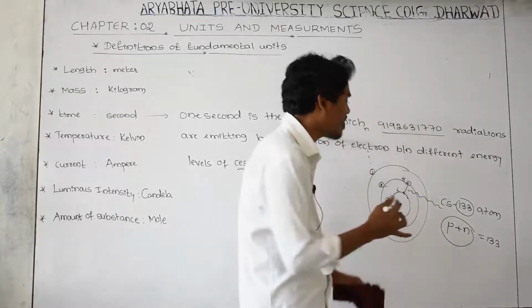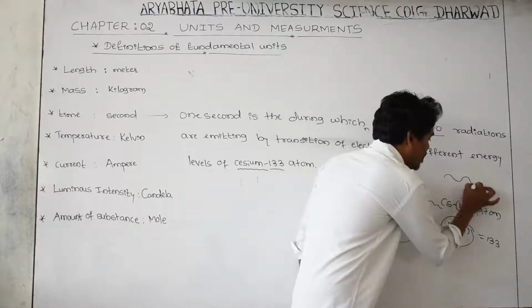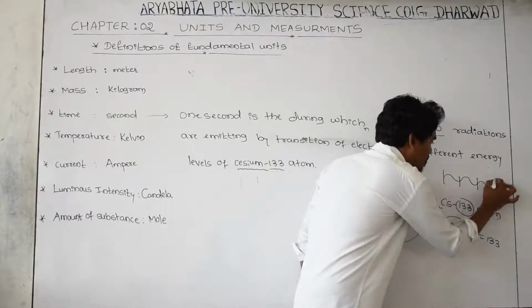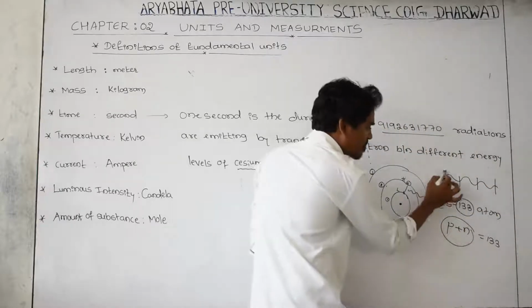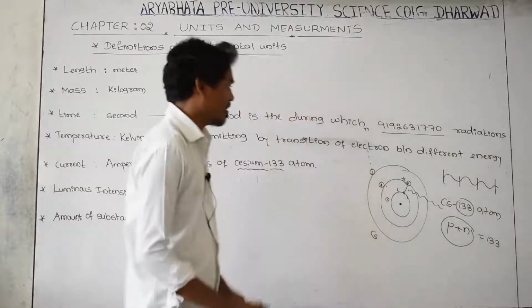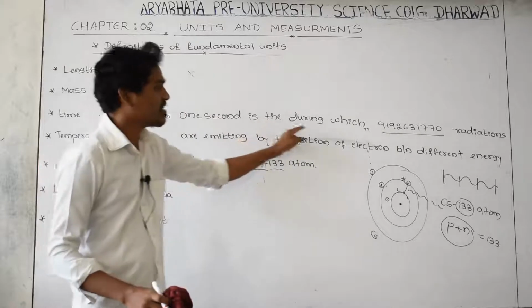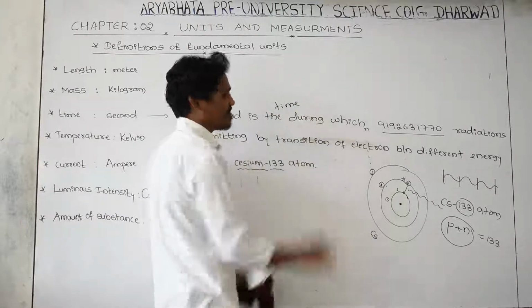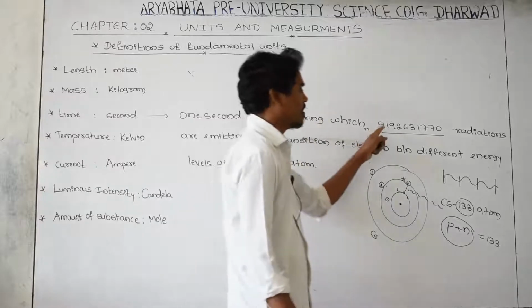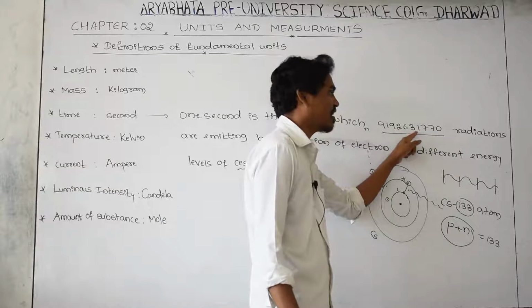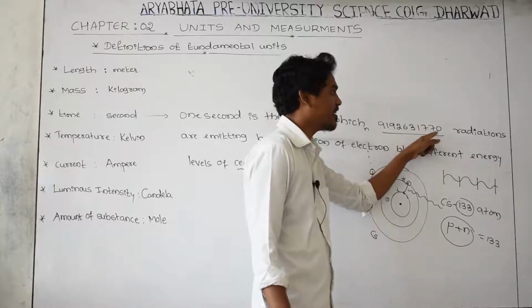As you know very well, this is the light. This is the light in the sense this is one wave, this is the second wave, this is the third wave. 1 second is the time during which 919 crore 26 lakhs 31,770 radiations are emitted.